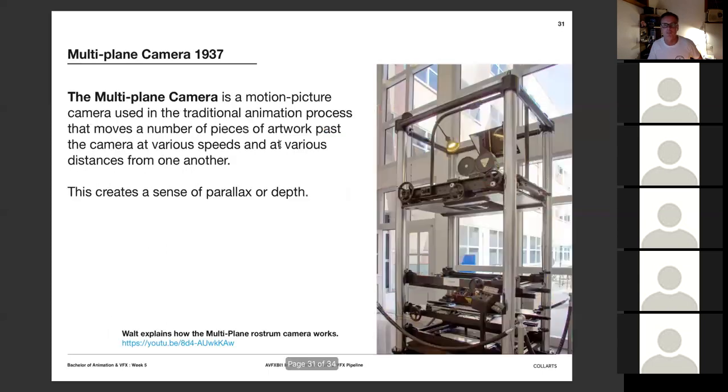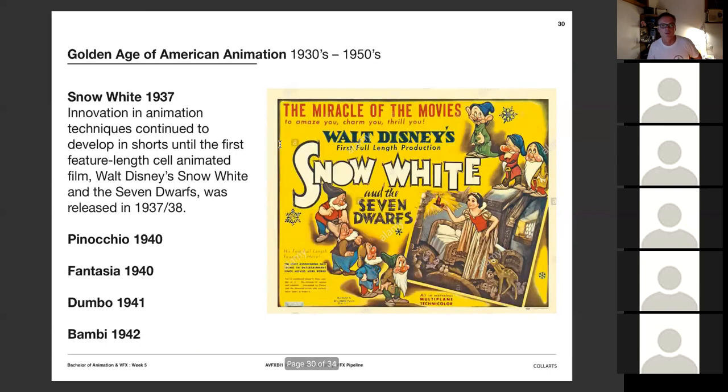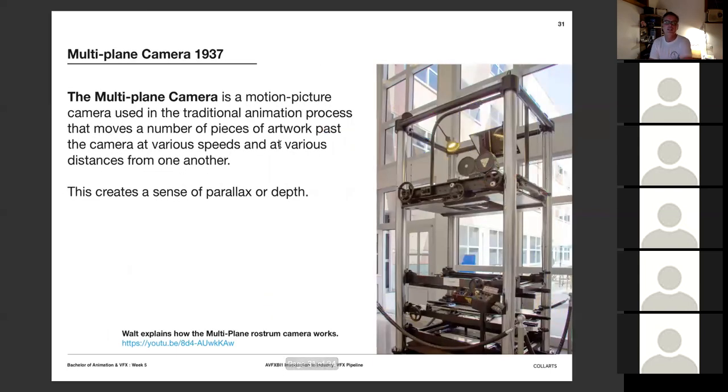Also, at the same time, here's another piece of technology. During Snow White, they invented this thing called the multi-plane camera. Now, Disney pioneered this idea. So traditionally, you would have a rostrum camera, which is a suspended camera that looks down upon a flat surface. And you've got a whole bunch of peg bars and glass and things like that. So you've got this flat plane, and you assemble the artwork on the cells.